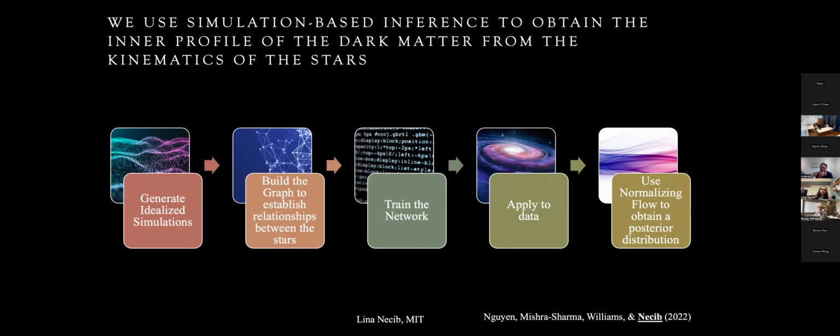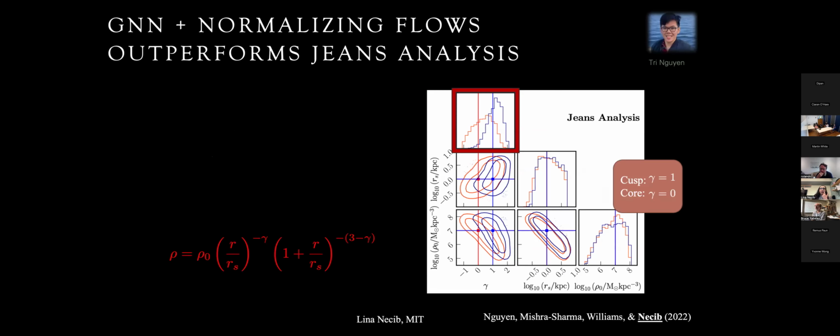And then we build a graph that establishes the relationships between the stars. Basically it's telling us that nearby stars are going to be feeling more or less the same gravitational potential. We train this network and then apply it to data or to the test simulations. And we use normalizing flows to obtain a posterior distribution. All of this was led by my former student, Tri Nguyen. Basically, we tried to disentangle a core from a cusp and figure out whether we can actually do this.